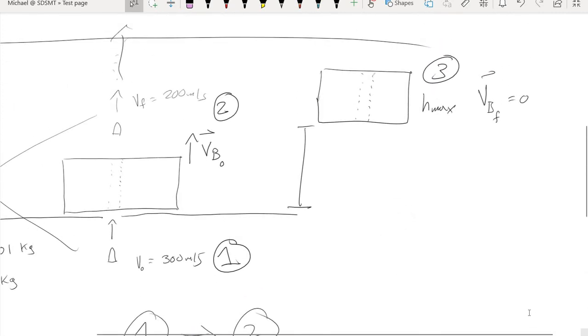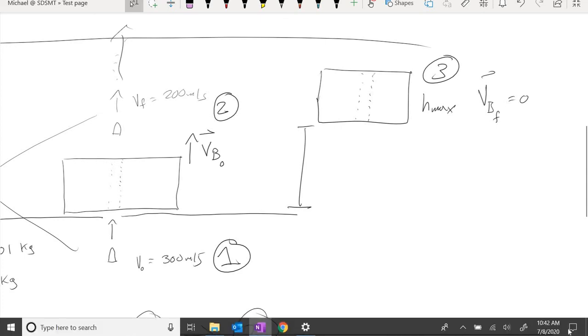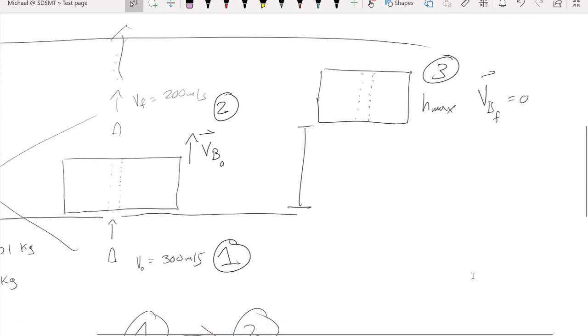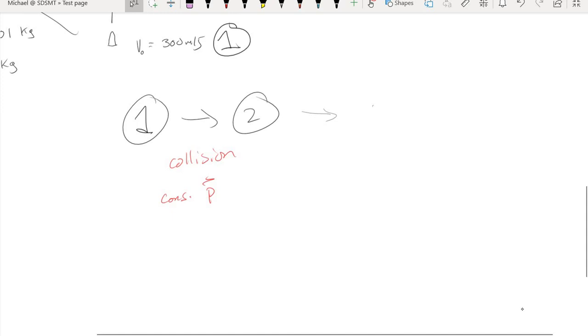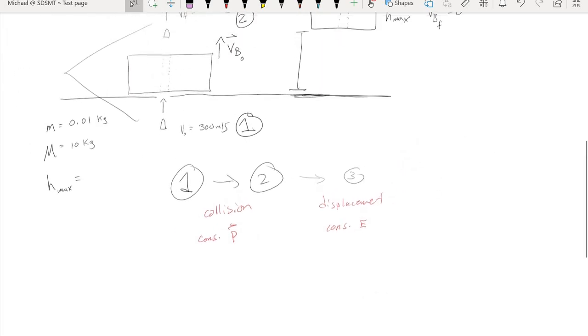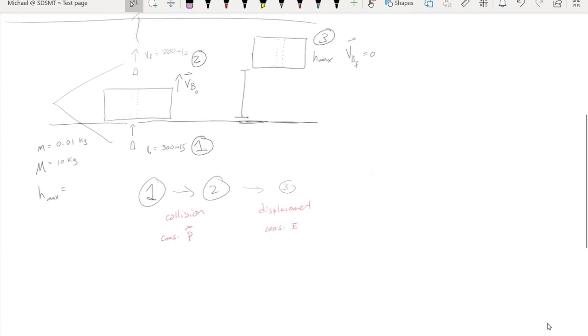Between sites 2 and 3, the bullet is gone, the collision has already happened, and so now all we have is a displacement of the box going from the tabletop level to the maximum height. So that's a displacement. And we would be much better to use conservation of energy between sites 2 and 3. So let's put some equations together.